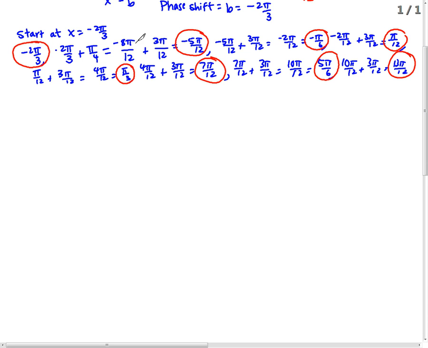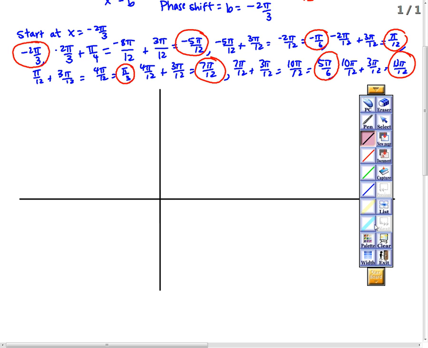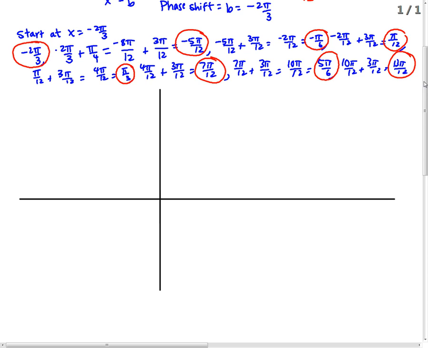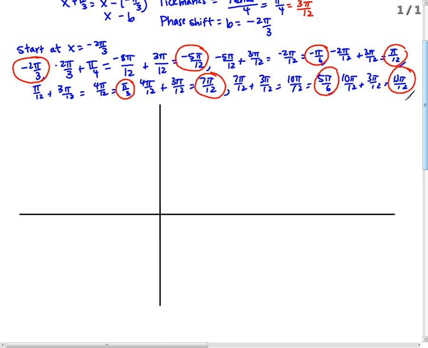I have to be careful though, because now I have 3 tick marks on the other side of the axis. So what was my distance between the tick marks? Let's just start like this. Negative 2 pi over 3, and I've got negative 5 pi over 12, negative pi over 6, and pi over 12, pi over 3, 7 pi over 12. I'm trying to put the tick marks evenly spaced. 5 pi over 6, 13 pi over 12. So let's try this.